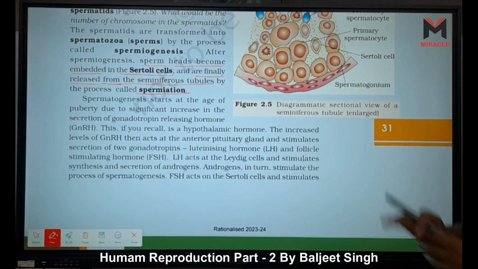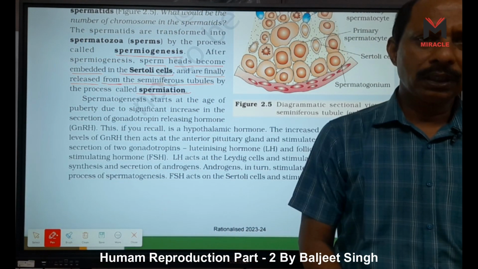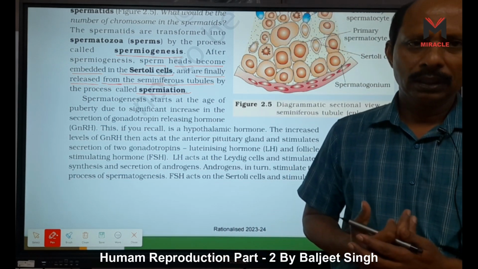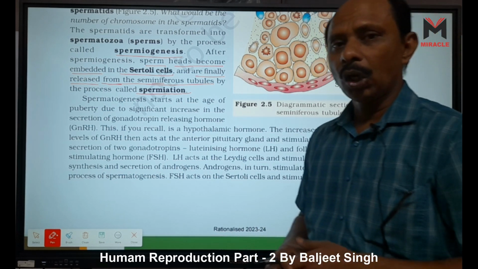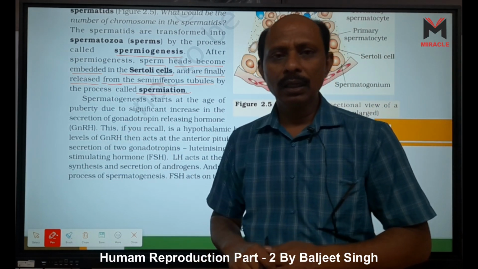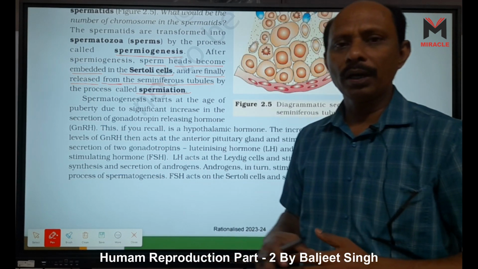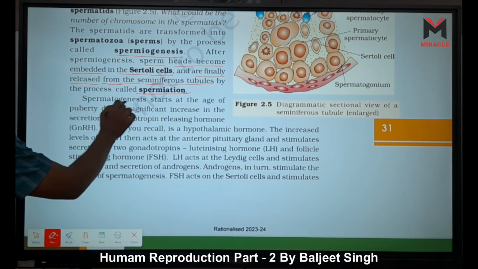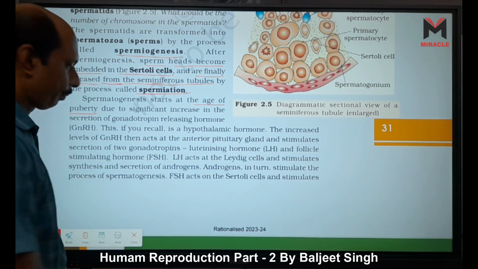Here you read three terms. What terms? Spermatogenesis, that means the process of formation of sperms. Spermiogenesis means transformation of spermatid into spermatozoa. Then spermiation means release of spermatozoa from the seminiferous tubule, right? Spermatogenesis starts at the age of puberty, right?